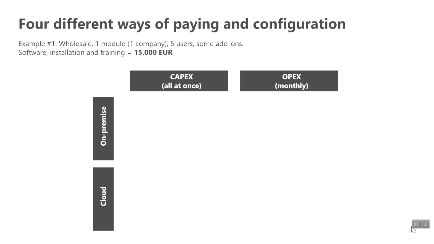Also, the same example that we've seen, a wholesale company with a small number of users and add-ons, which had a cost of 15,000 euros for CAPEX, that's on cloud, the price would be 15,000 euros. If they choose to do the investment as an operating expense and paid monthly, that would be 490 euros per month.